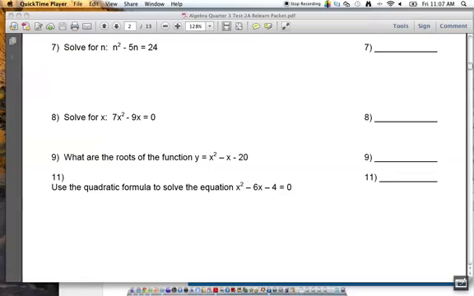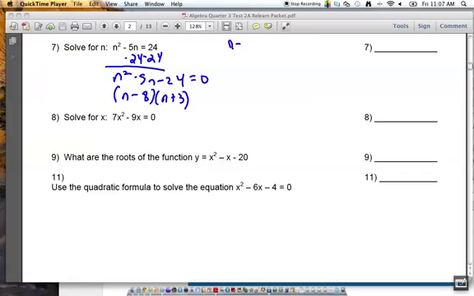Solve for n. The first thing we do with a quadratic, generally speaking, is we get it all on one side. And then we try the AM technique. In this case, I can multiply out to negative 24, add up to negative 5. That's n minus 8 times n plus 3. Maybe it's the guy on the left. Maybe it's the guy on the right.